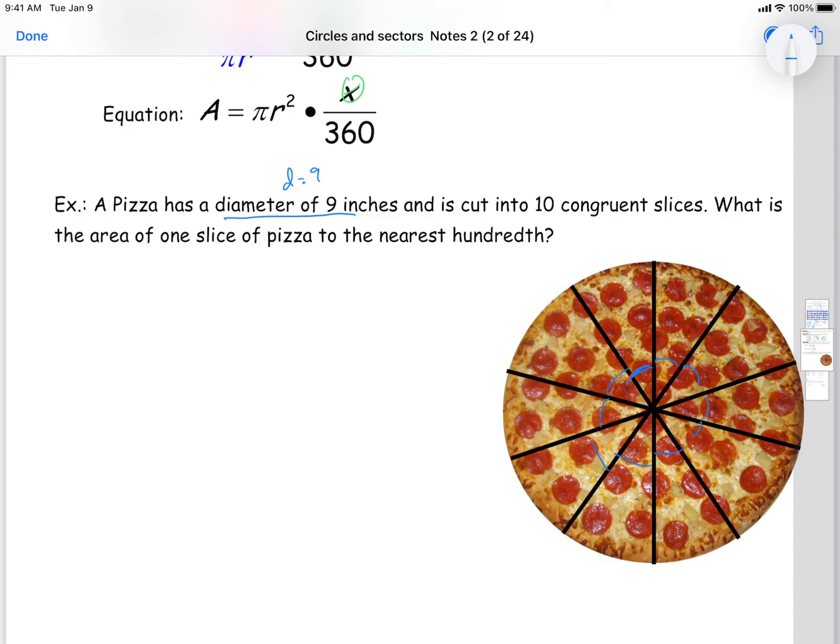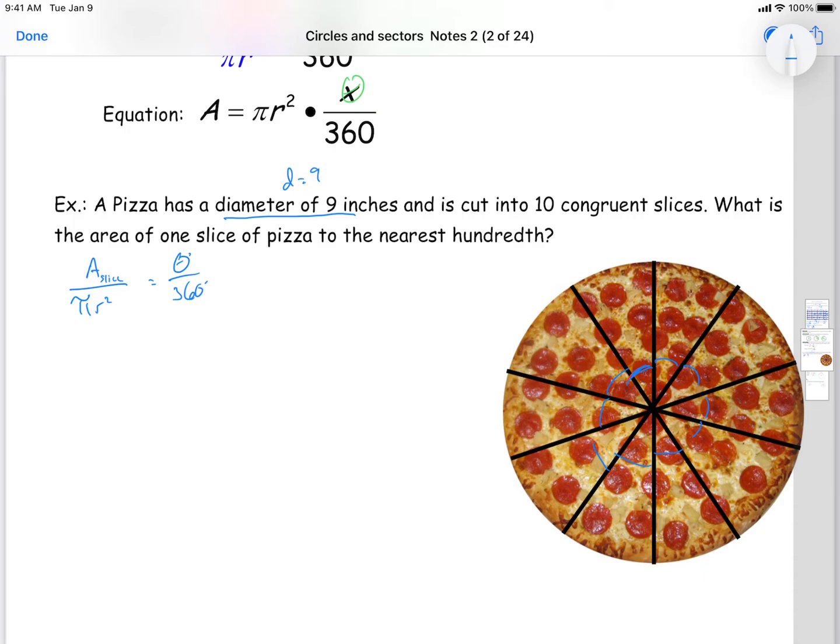So how are we going to do this? Remember, we're going to use the proportion: the area of the sector, the area of a slice, compared to the area of the whole, which is pi r squared, is equal to the degree of the central angle out of 360 degrees.